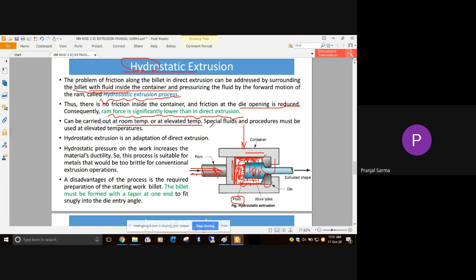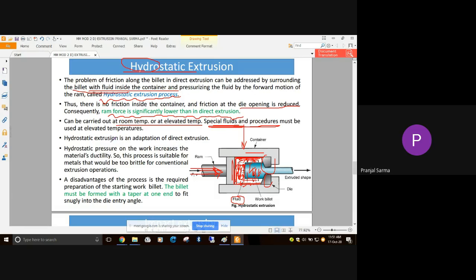And if we are talking about doing the hydrostatic extrusion process at elevated temperature, definitely we have to take the help of special fluids and different special procedures, so that there is no decomposition of the fluid, or it will not become reactive, or it will not erode the work material or the other surfaces. So these are the things.